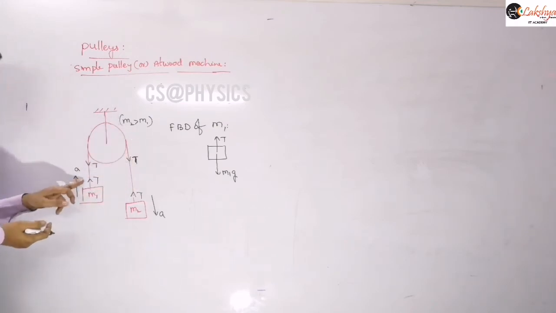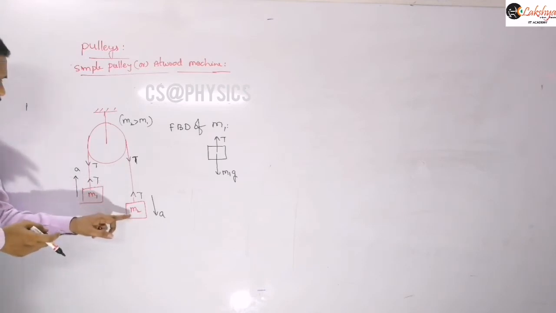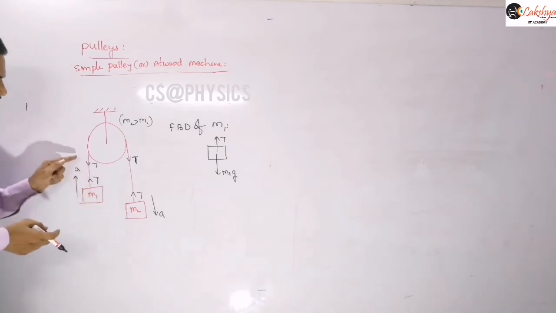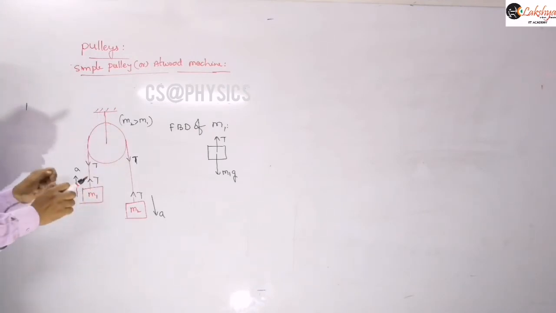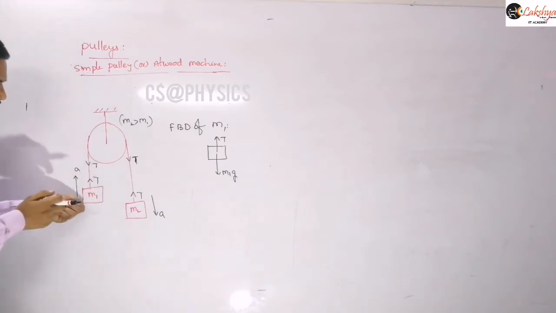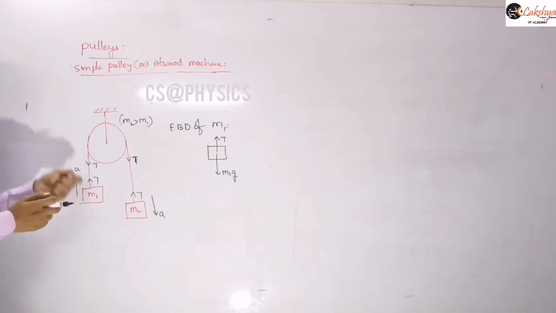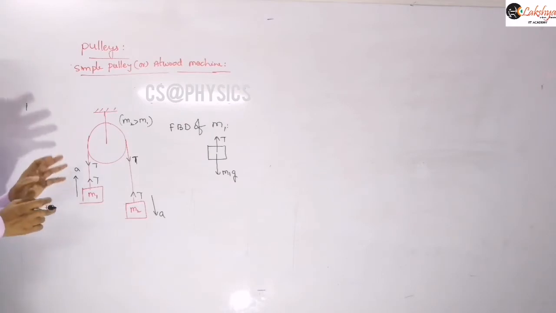So here this T will represent the tension acting on M1, this T will represent the tension acting on M2, and this T will represent the tension acting on the pulley. That means the string pulls down the pulley with the force T, and at the same time M1 exerts a force T on the string in the upward direction here. That is the direction of the tensions which we discussed already.